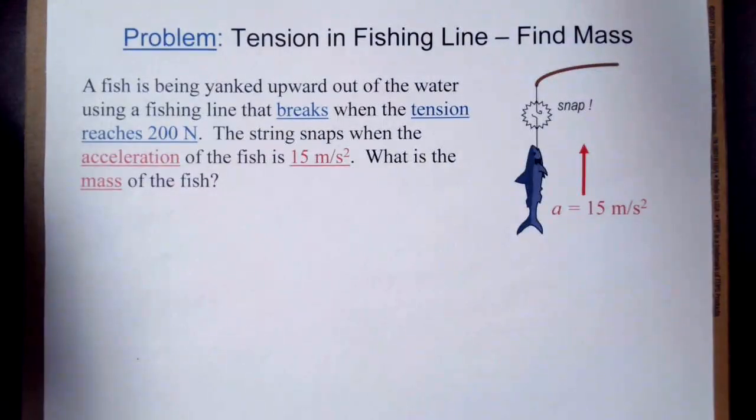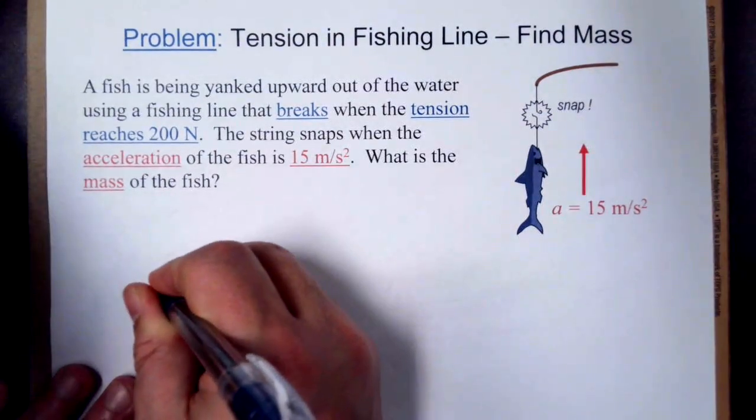All right, I think I have one more of these to do. So this is a tension question. I know this is on the homework, so we're going to go through this here. This is a little more complex, but it's really using the same concepts we've been using. The idea here is that we have a fish that is yanked out of the water using a fishing line, and it breaks when the tension is 200 newtons. The string snaps, and the acceleration of the fish is 15 meters per second squared. And so now we want to solve for the mass of the fish. So this is a little different, but we set it up the same basic way.